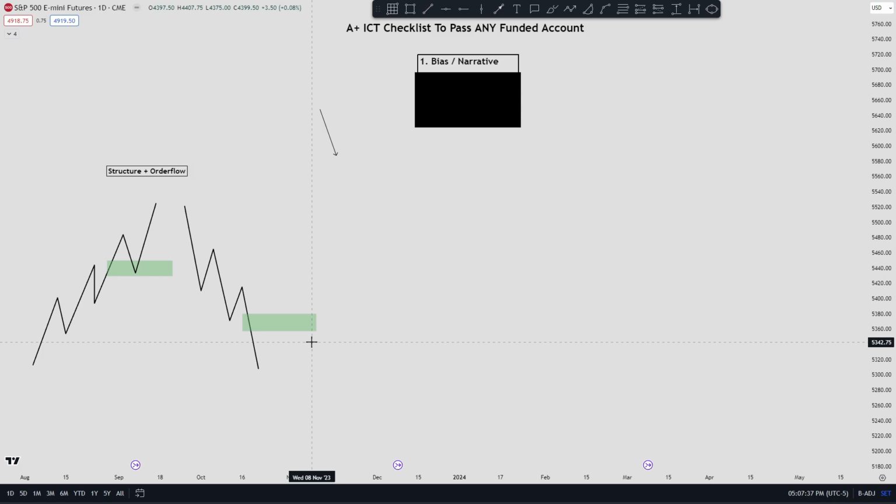I see fair value gaps the best. Some traders see order blocks the best. Some traders love breakers. Me personally, I don't trade breakers often, but I know a lot of traders who make a lot of money trading breakers, and that's what they like to see best. I like to see fair value gaps best. So I'm seeing a bearish fair value gap here. I'm anticipating a pullback to then see a continuation lower. So that would essentially be my bias for the day.